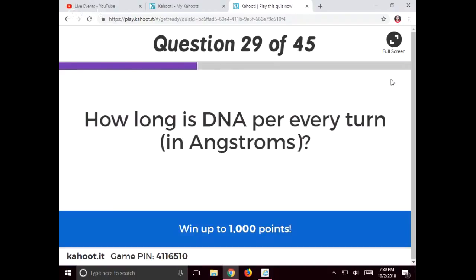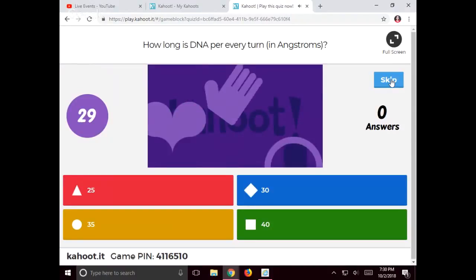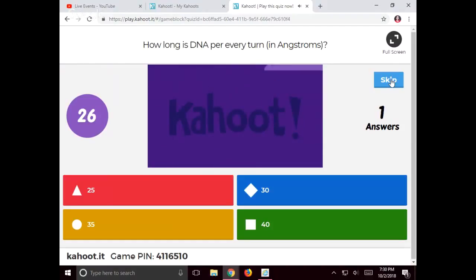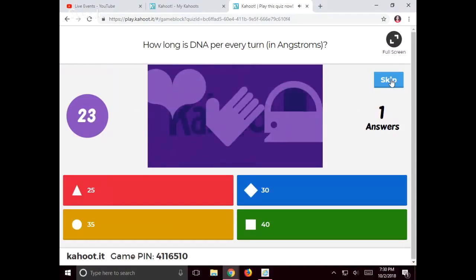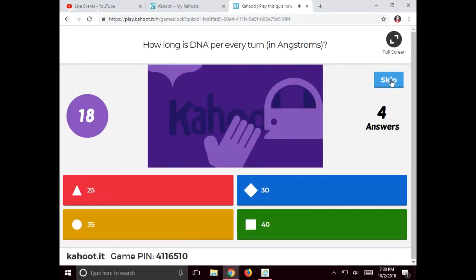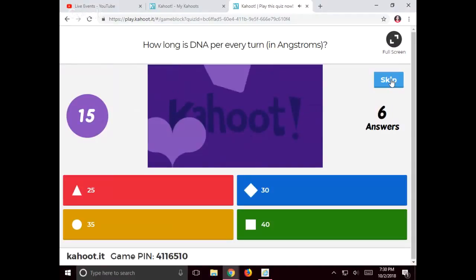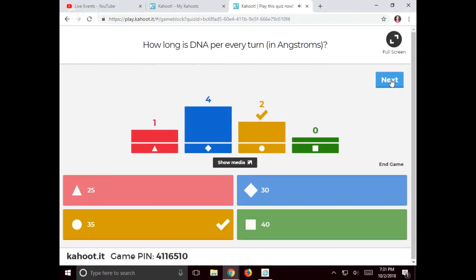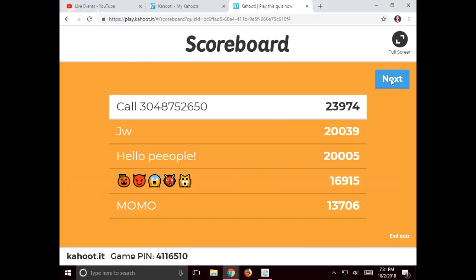How long is DNA per every turn in angstroms? She has this in her objectives. I don't remember seeing this anywhere in the notes, but I knew this from my biochem class. So I don't blame you if you don't get this right. It's 35 angstroms. Well, it's 34 technically, but of those options, 35 is most correct, because I don't want to put 25, 30, 34. You're smart kids. You'll use the exam to figure out which one's right.